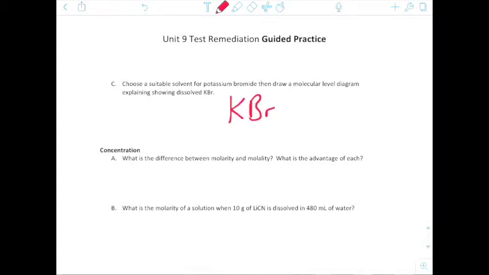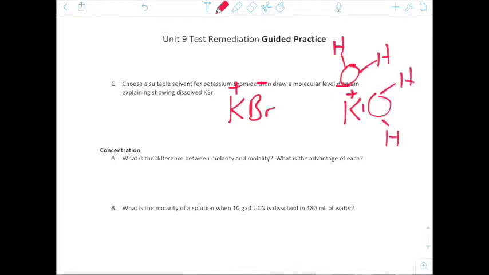So therefore, potassium is positive, bromine's negative. And what happens is in the water, the potassium, since it's positive, is going to get surrounded by the negative part of the water, which is the oxygen part. And what it does is the oxygen just comes along and surrounds that potassium with water. And it looks like that.